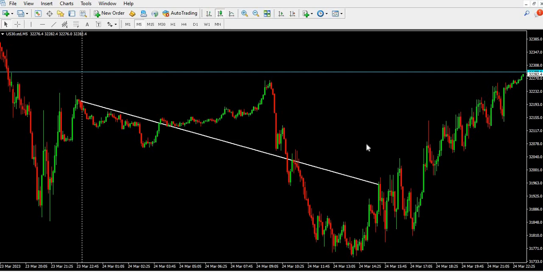As you can see, this trend line is facing downwards, showing that this is a downtrend. So at 1530, you are going to follow the direction of the trend line. At 1530 you are going to sell.